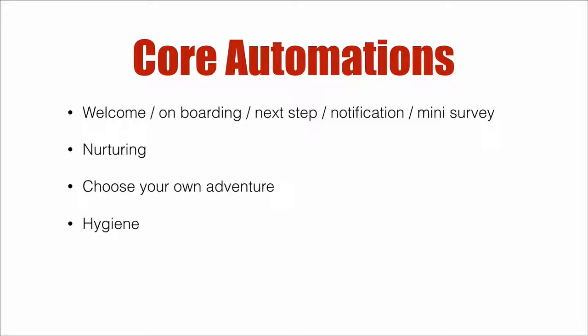And if you had to only have a few, these are what I would choose. I'm going to also show some non-core automations that are useful, but honestly, you need to have these first, then those later. And the first one is what I call the welcome automation. Also onboarding, kind of letting people know what the next step is, notification, mini survey.